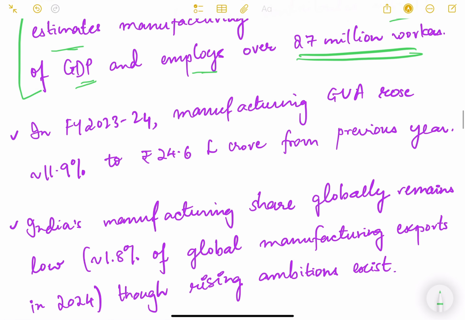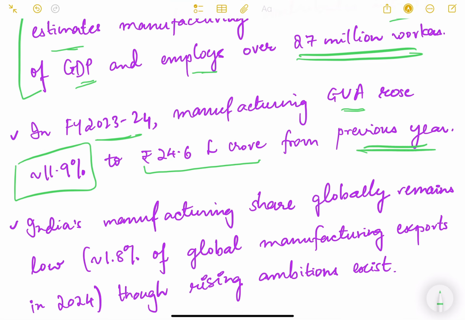In financial year 23-24, manufacturing gross value added rose 11.9% to 24.6 lakh crore from the previous year. So these are just some of the data that you need to keep in mind.